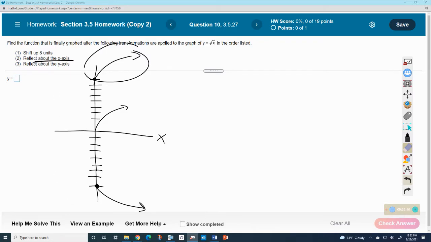Then I'm going to reflect about the y-axis. So I'm taking this, and I'm reflecting it over this y-axis. So it's going to go that way. So now it's going to be like this. Okay, so this is the final form of the graph. All right, so I'm going to erase these others, or maybe I'll just draw a new graph over here.